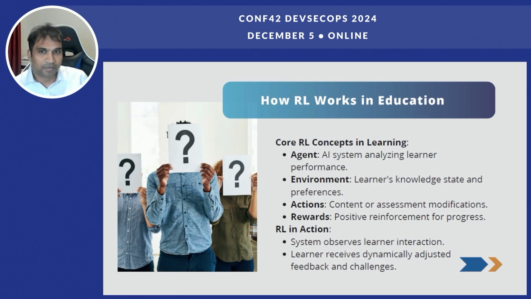Think of this as the learner's knowledge state and their individual preferences, essentially the current understanding and context that the system operates within. This is the environment we're talking about. Then there are actions. These are specific adjustments the AI makes, such as modifying the content, tailoring the assessment, or even reshaping the entire learning path to suit the learner's needs.